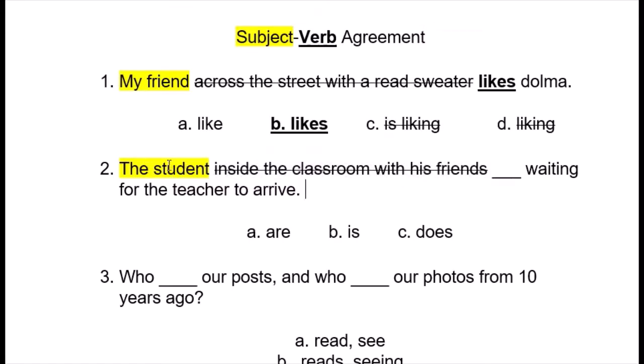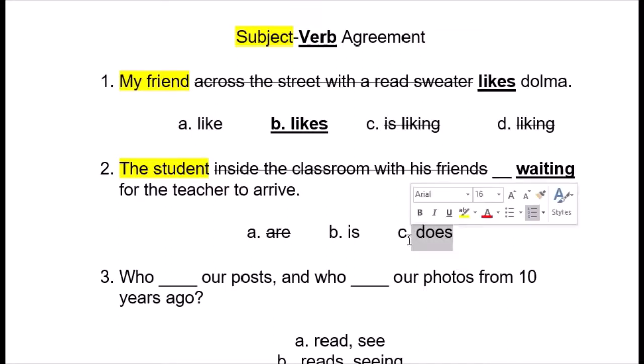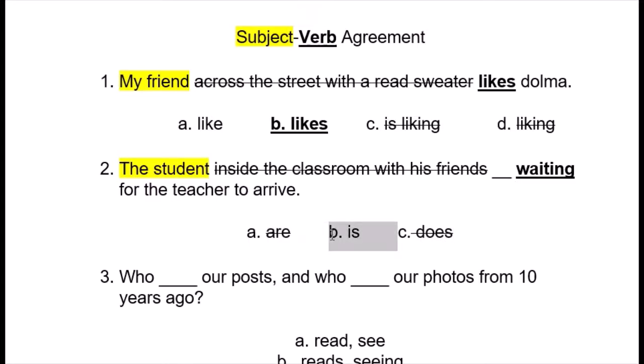Okay? Subject. So the verb is missing. It needs to match the subject. So again, the student, singular. We have waiting. So it looks like we have a main verb with ing here, so probably it has to be progressive verb tense. So the student are waiting? No. The student does waiting? No. You can't use do with progressive. You have to use the verb be. So the best answer is, okay?